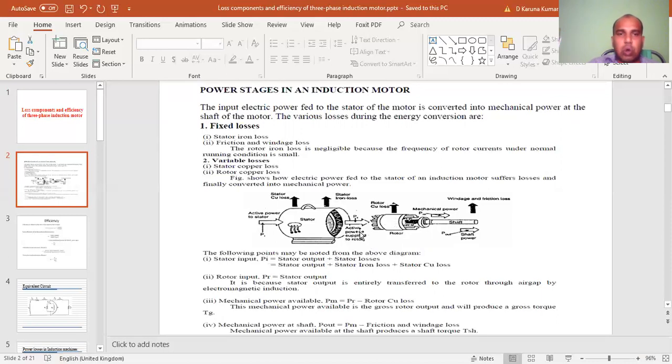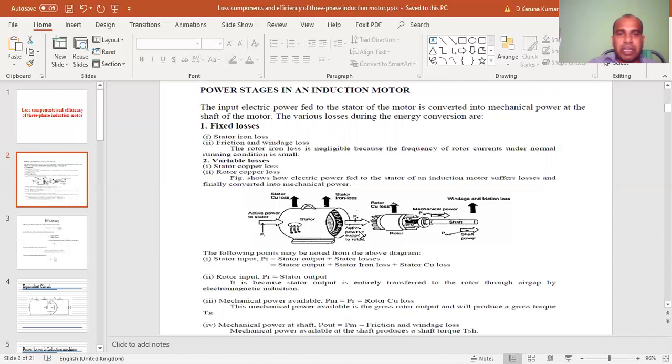The second one is rotor input. The rotor input is equal to the stator output. The stator input means the input power. The stator output equals the rotor input, because the stator output is entirely transferred to the rotor through the air gap by electromagnetic induction.